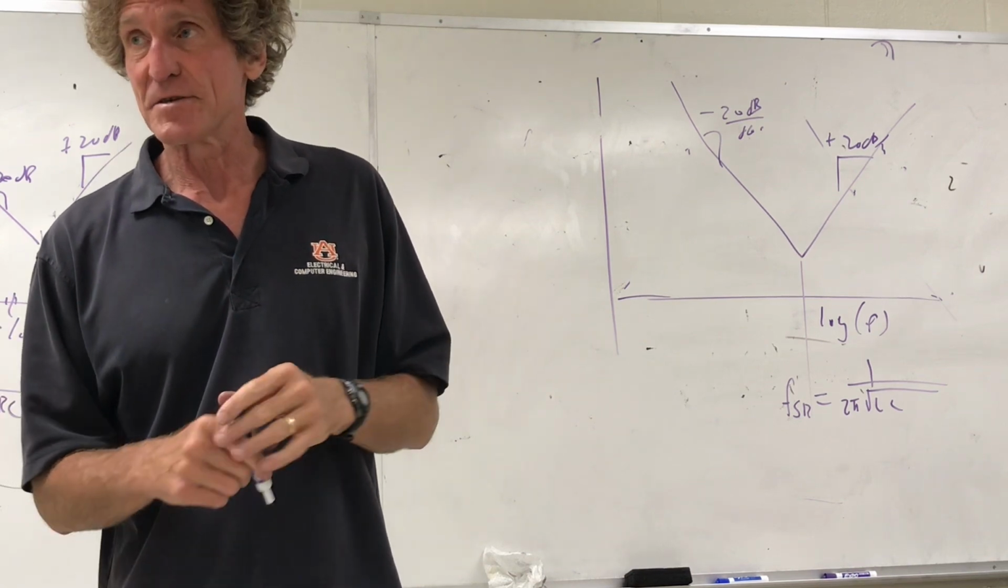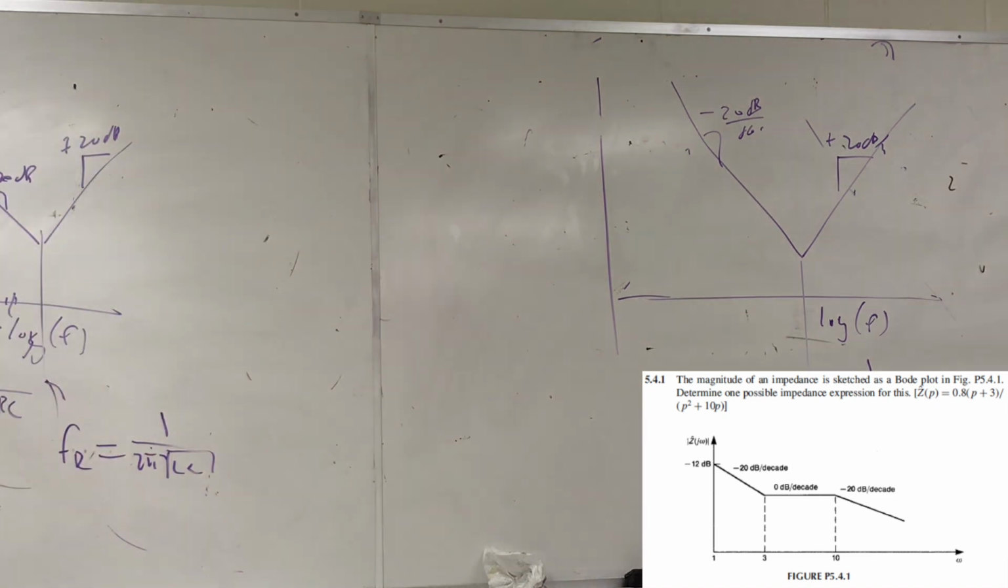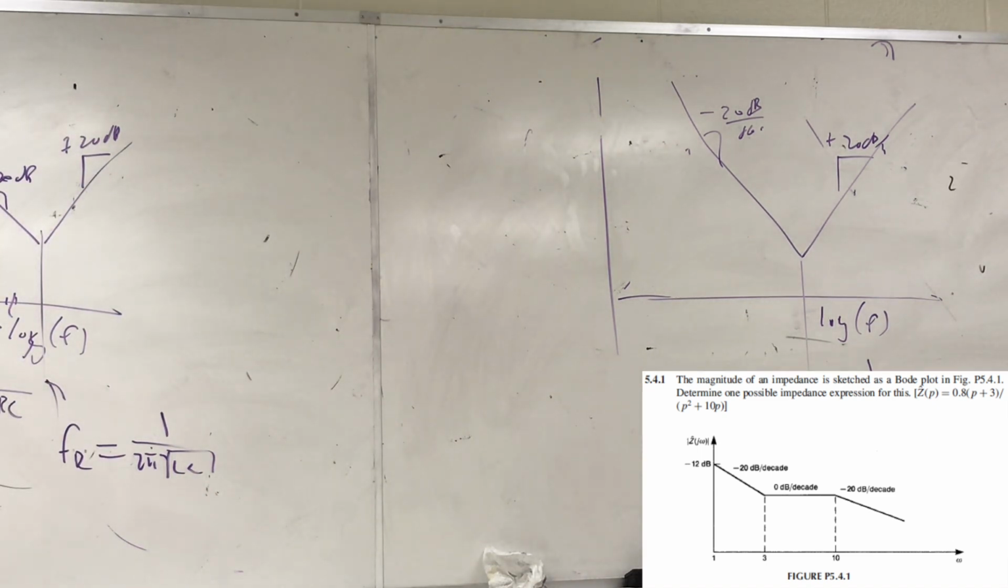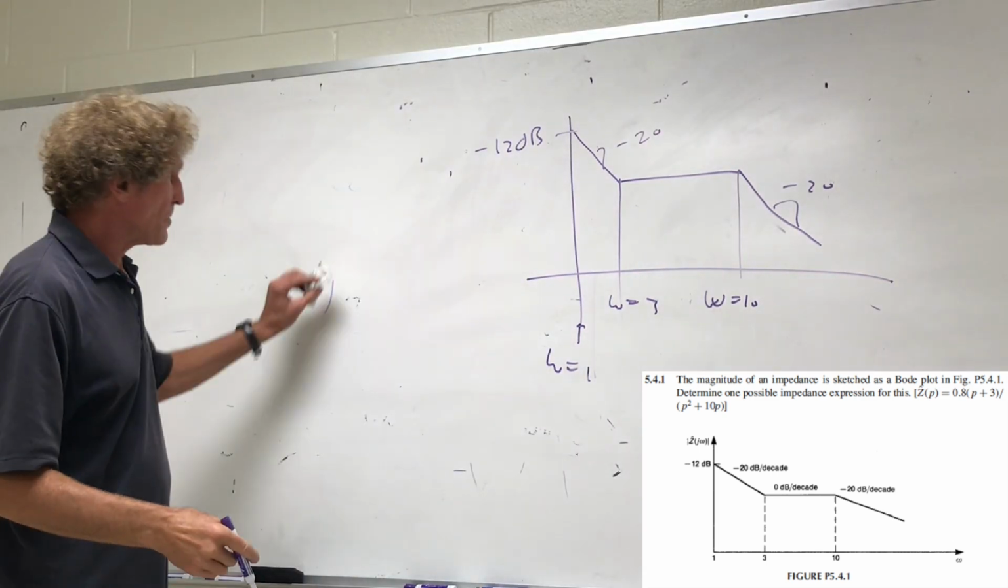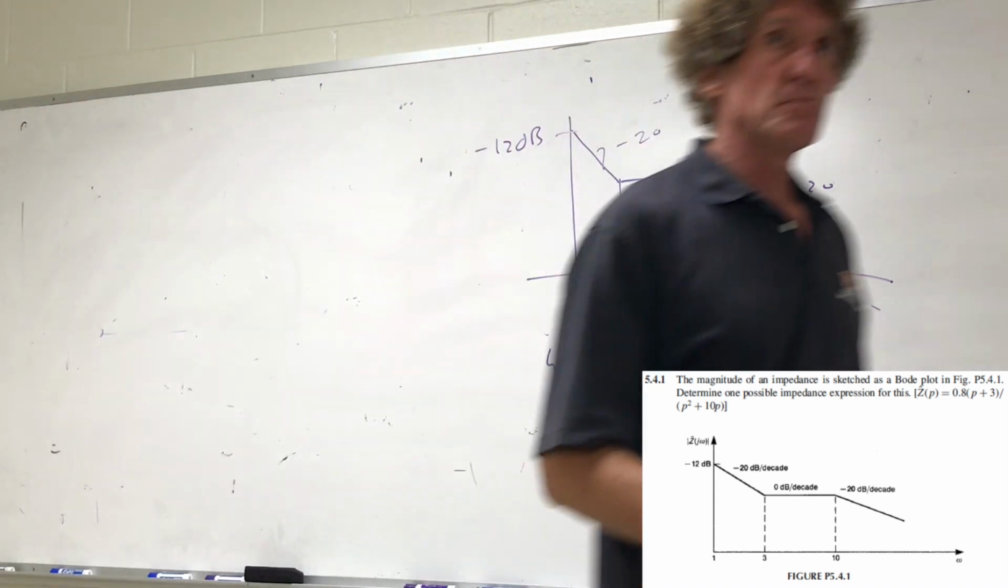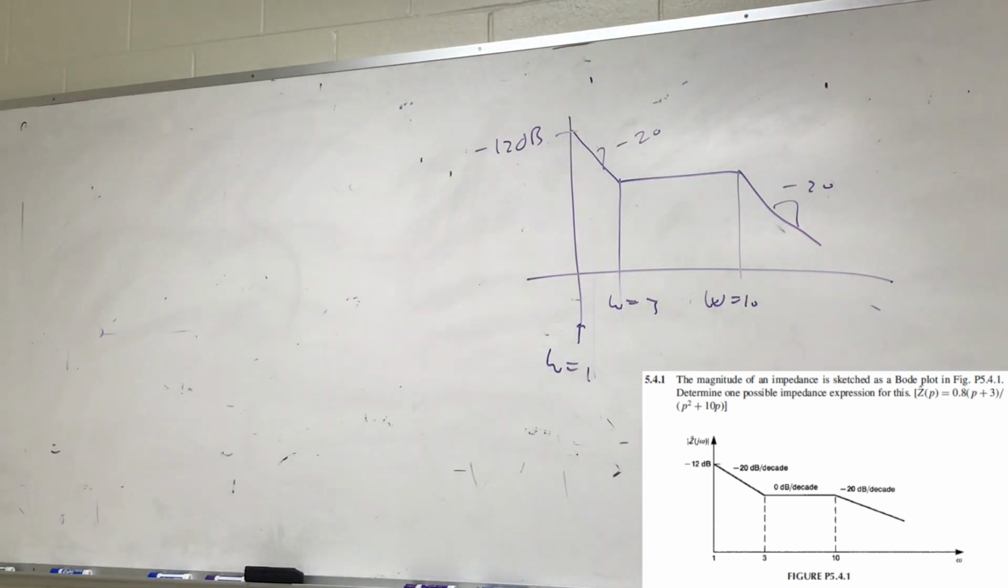Are there any questions? Question 1, 5.4.1, they give you the graph, but how do you find ZP? How do you find a possible impedance expression? Why don't we do it? Many ways to do this. Normally when you look at this, you write an equation, put the poles and the zeros in their appropriate spot. And then you always start with a constant.